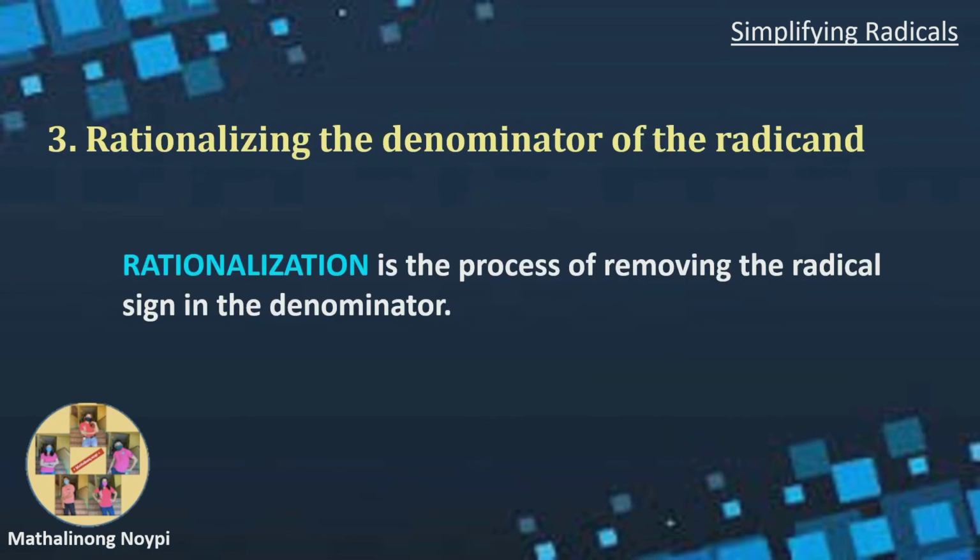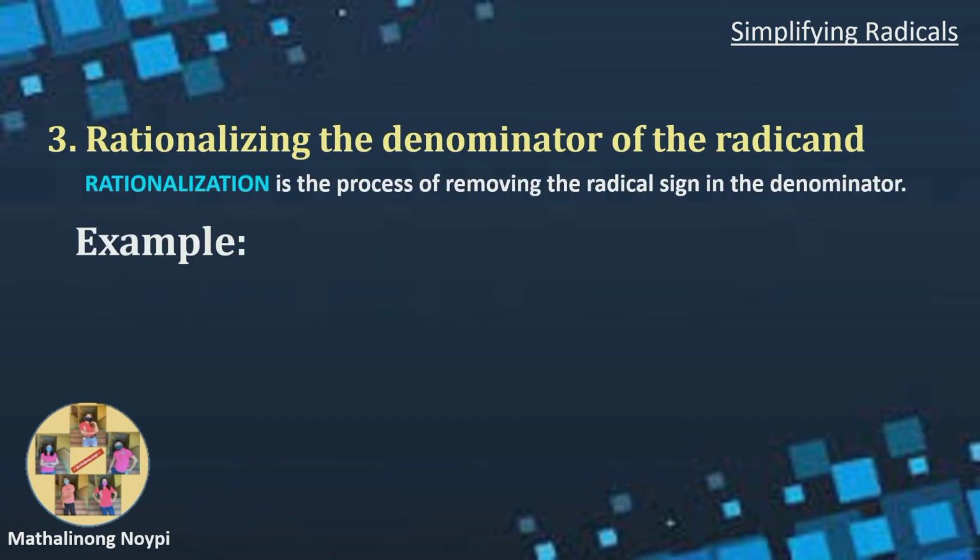Number 3 is rationalizing the denominator of the radicand. So when we say rationalization, it is the process of removing the radical sign in the denominator. So ano ibig sabihin nito? Aalisin natin ang radical sign sa denominator kasi sa law of mathematics, hindi po natin allowed ang may radical sa denominator. But how can we do that?